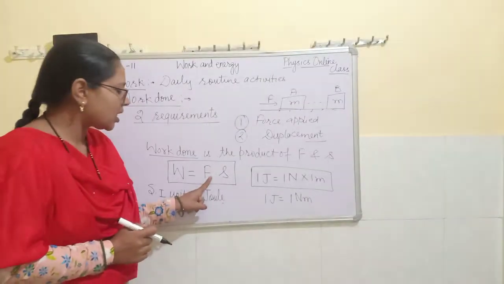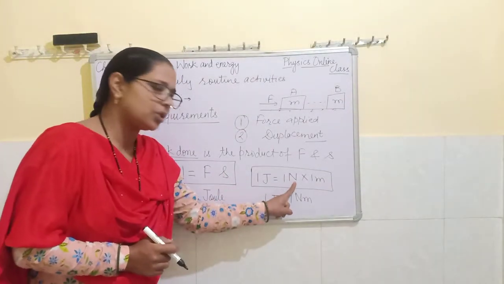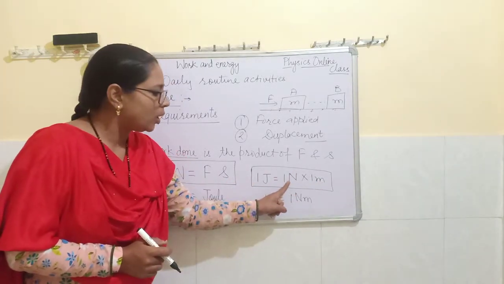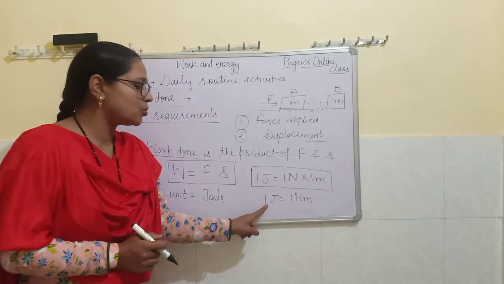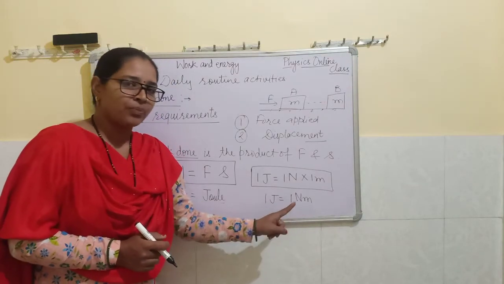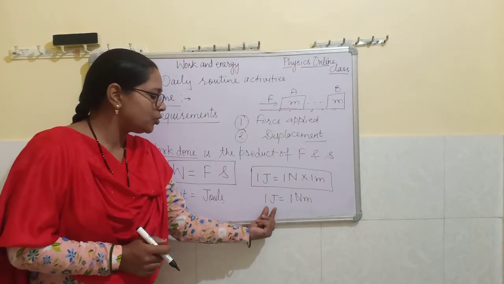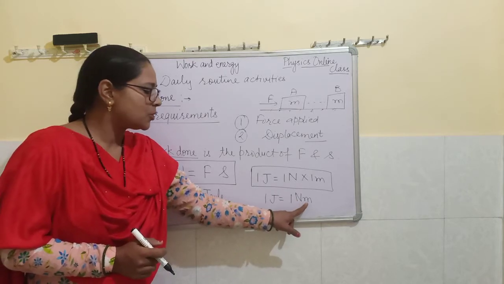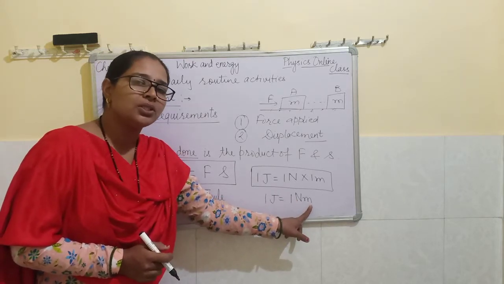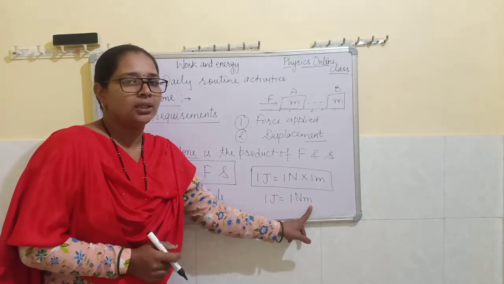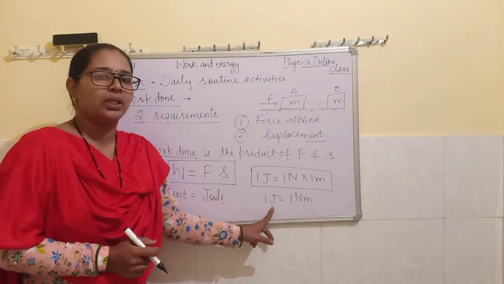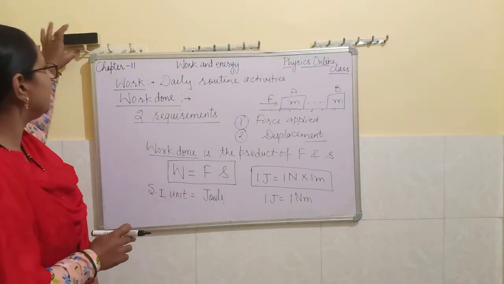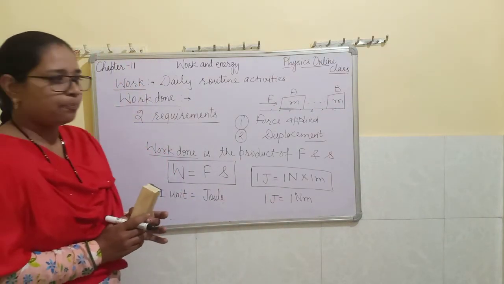As we know, the SI unit for force is Newton, the SI unit for displacement is meter. So 1 Newton meter is equal to 1 joule. We can simply define 1 joule as, when a force of 1 Newton displaces a given body through a distance of 1 meter, then 1 joule of work is said to be done. So in this way we will simply define our work done.